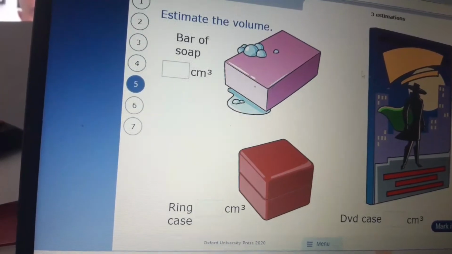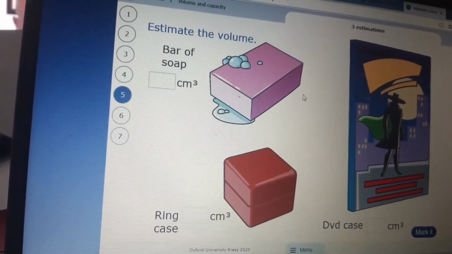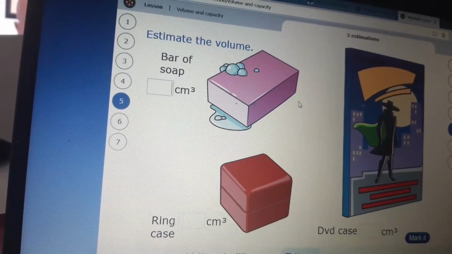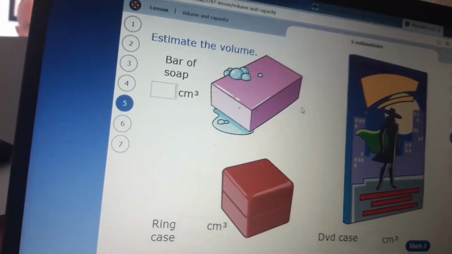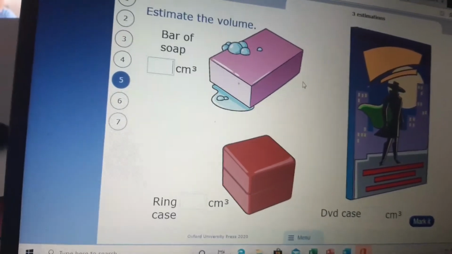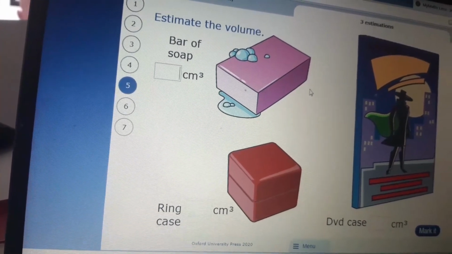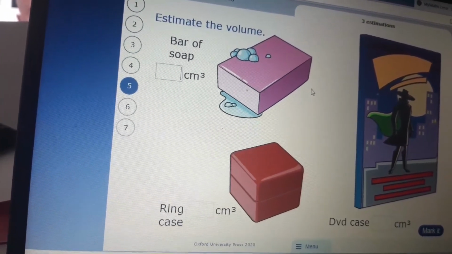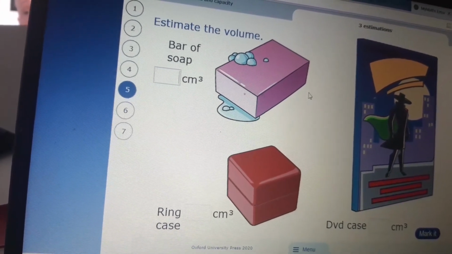Now what I'm going to ask you to do today is to find some boxes in your kitchen, like cereal boxes or just washing powder boxes, and I'm going to get you to measure them, and we're going to find the volume of those boxes. So, and also you're going to look at this site and have a read through what the volume means, okay?